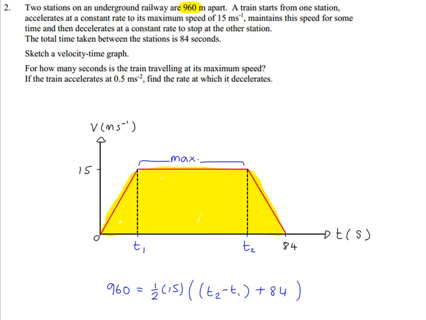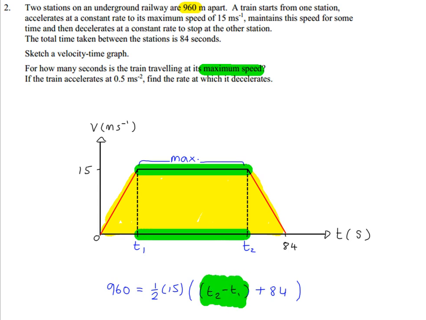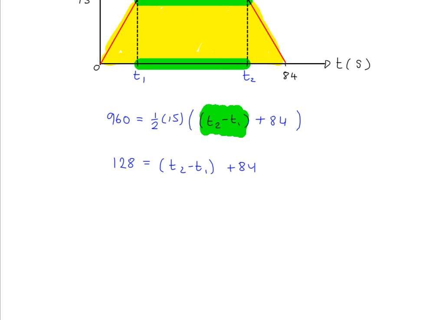And to work out for how many seconds the train is travelling at its maximum speed, there's the maximum speed part of the graph, which is this, T2 minus T1. So we need to rearrange this to work out the value of T2 minus T1. So 44 seconds.